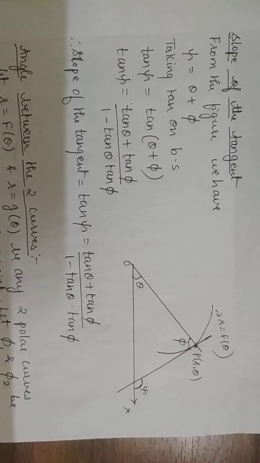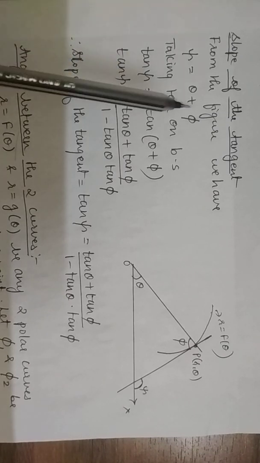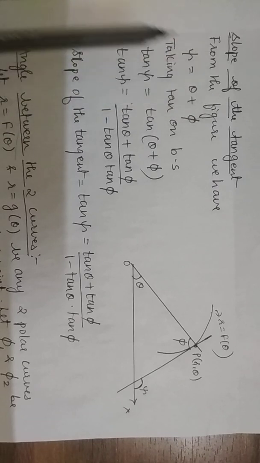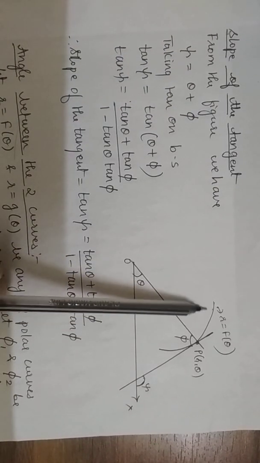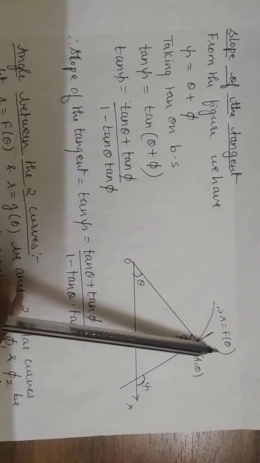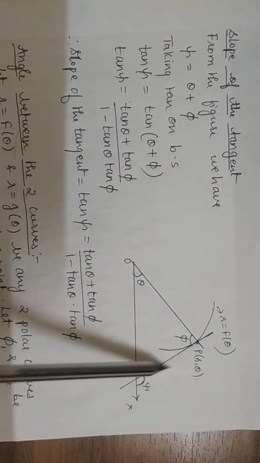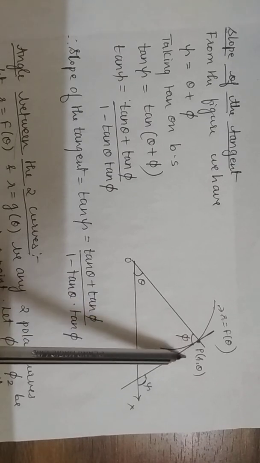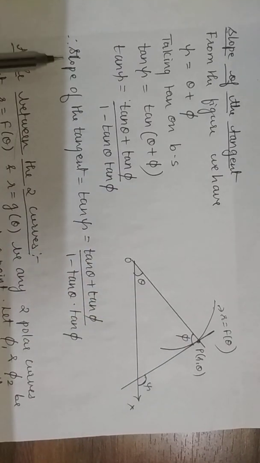Students, we'll go with the next concept in polar curves, that is slope of the tangent. To understand the slope of the tangent, I will draw a polar curve, that is r is equal to f of theta in a polar plane. Consider a point P on the curve, that is P of r comma theta.